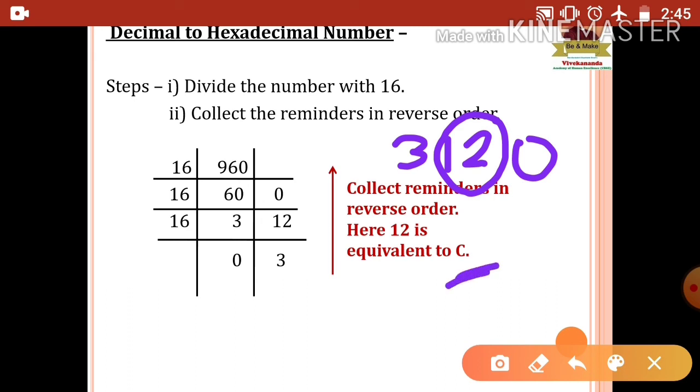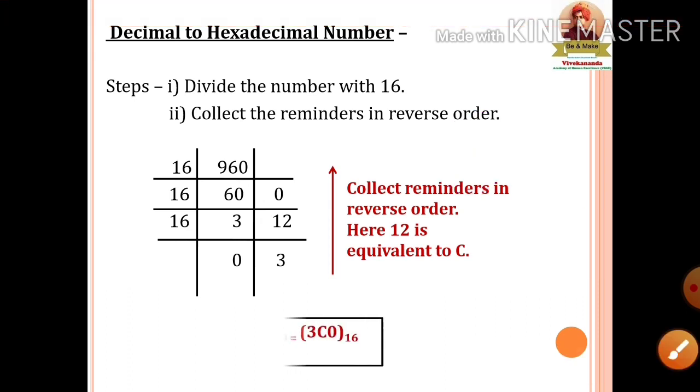So instead of 12, I will write this number as 3C0. So 960 from decimal number system will be represented as 3C0 in hexadecimal number system. Just look at this example.